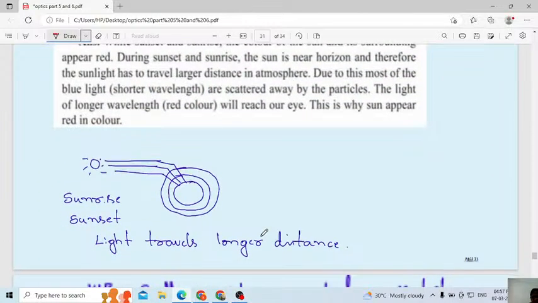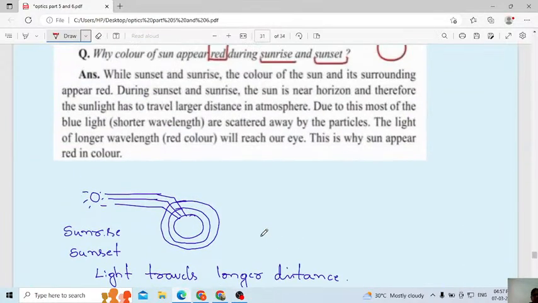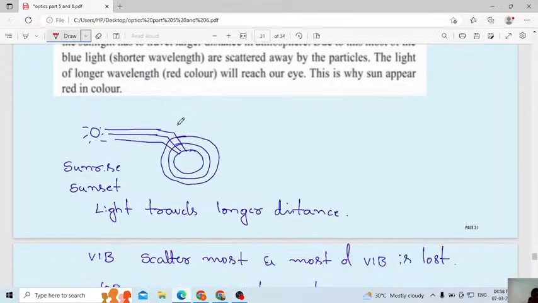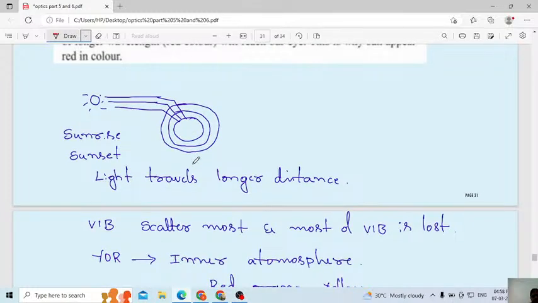Next, last one. I think this is the last. Last important concept, the application of scattering. Why does the color of the sun appear red during sunrise or sunset? What is the reason? During sunrise or sunset the position of the sun is at this angle towards the earth. We are talking only about sunrise or sunset.